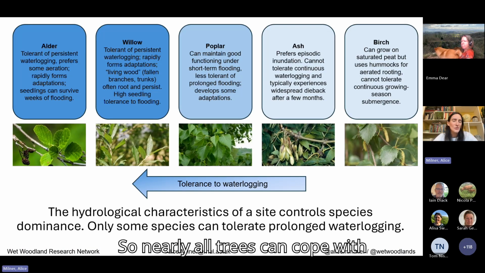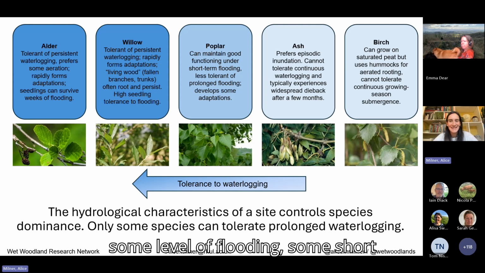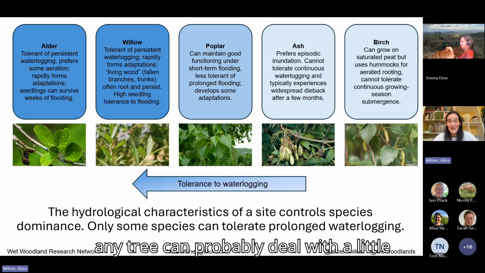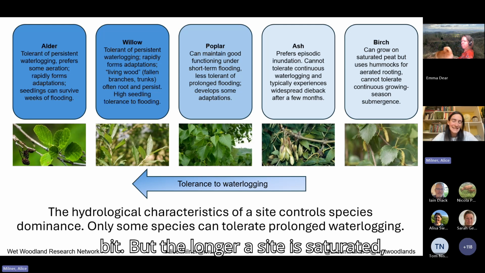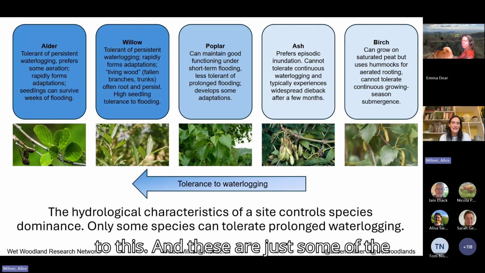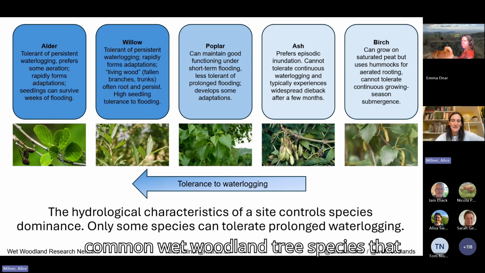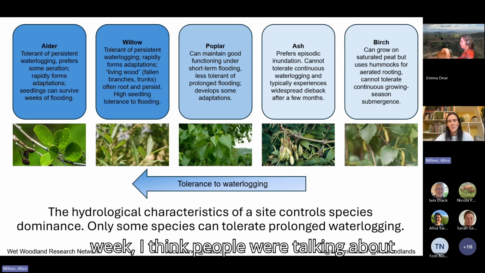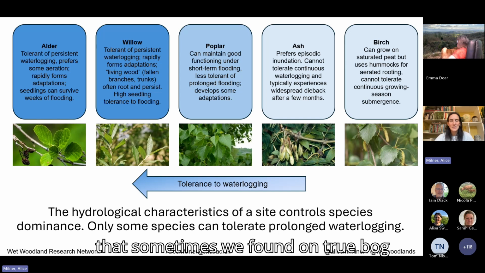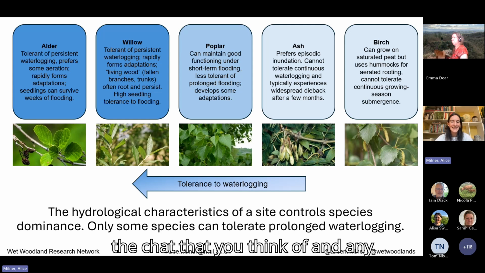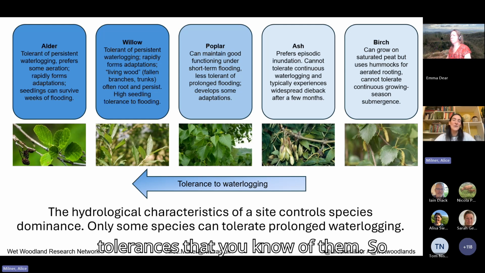So nearly all trees can cope with some level of flooding, some short periods of flooding. Literally any tree can probably deal with a little bit, but the longer a site is saturated, the more the stress, and different species have different levels of tolerance to this. And these are just some of the common wet woodland tree species that we've been speaking about. And there's others, like last week, I think people were talking about white elm, and then there's Scots pine that's sometimes found on tree bog woodland. So while I'm talking through this, feel free to put others in the chat that you think of and any tolerances that you know of them.